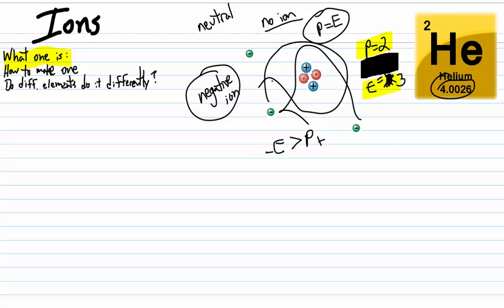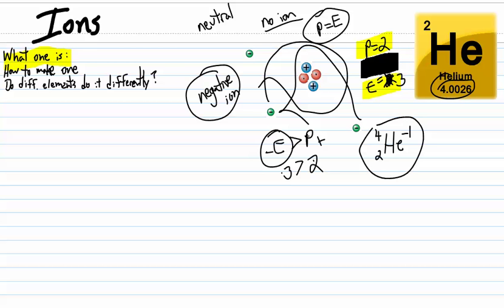How would I draw the symbol for this? I would write He. It's got 2 protons. It's got a mass of 4. And how much do the electrons outnumber the protons? Well, we've got 2 of these, and we've got 3 of those. So if we've got 2 pluses and 3 minuses, that adds up to make -1. So this is how you'd write the symbol for a -1 helium ion.